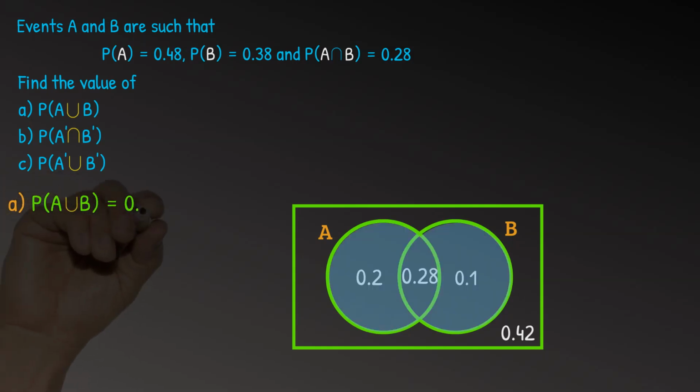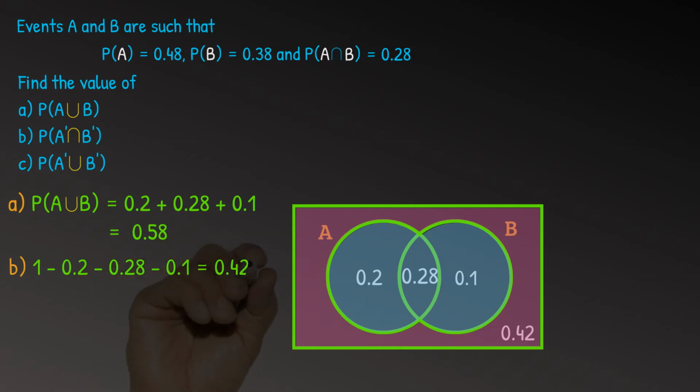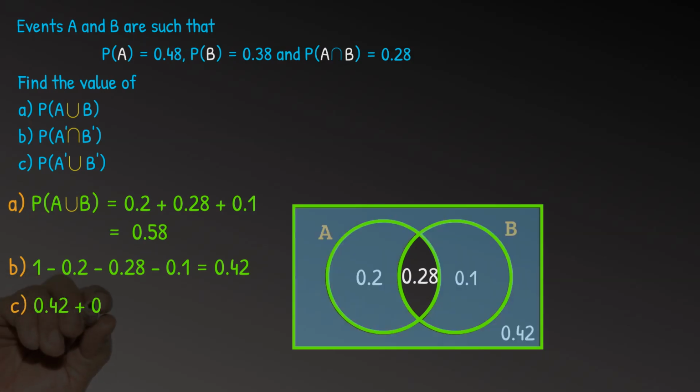Now we can work out the probability of A union B, because it's this area, so we add 0.2 plus 0.28 plus 0.1, which gives us 0.58. And the probability of A complement intersect B complement is this pink area here, which we got by subtracting the other probabilities from 1, so we know it's 0.42. And finally, the probability of A complement union B complement is this shaded area, so we can add up 0.42 plus 0.1 plus 0.2 to give us our answer of 0.72.